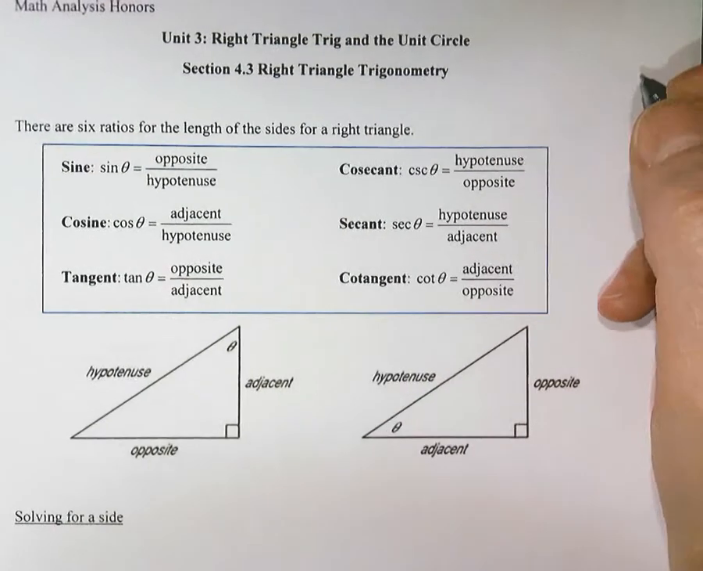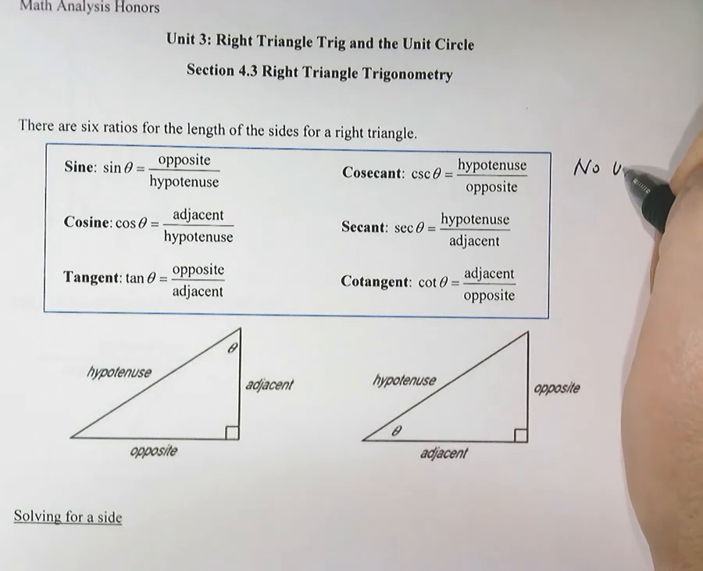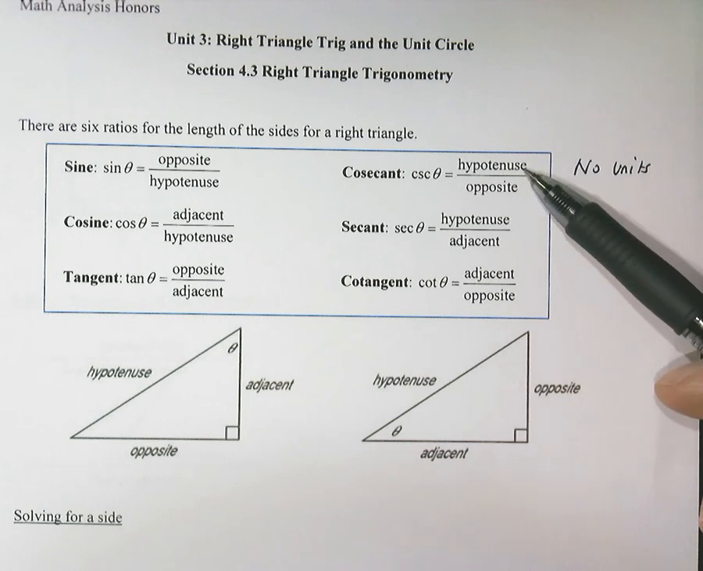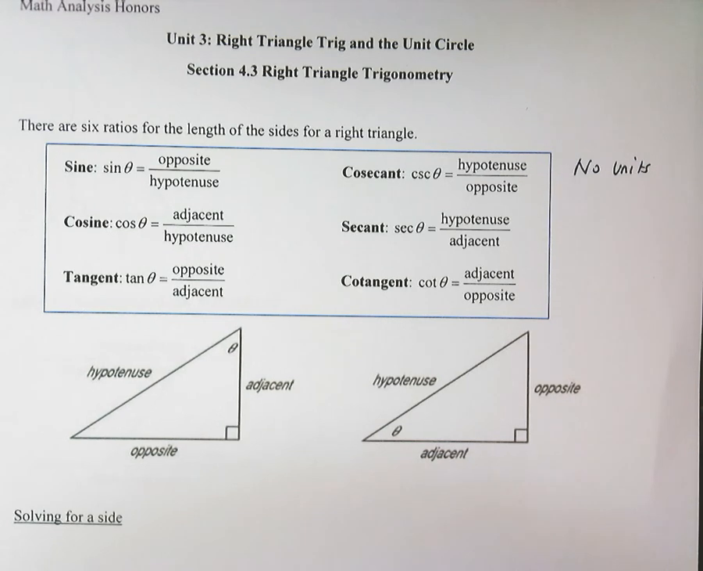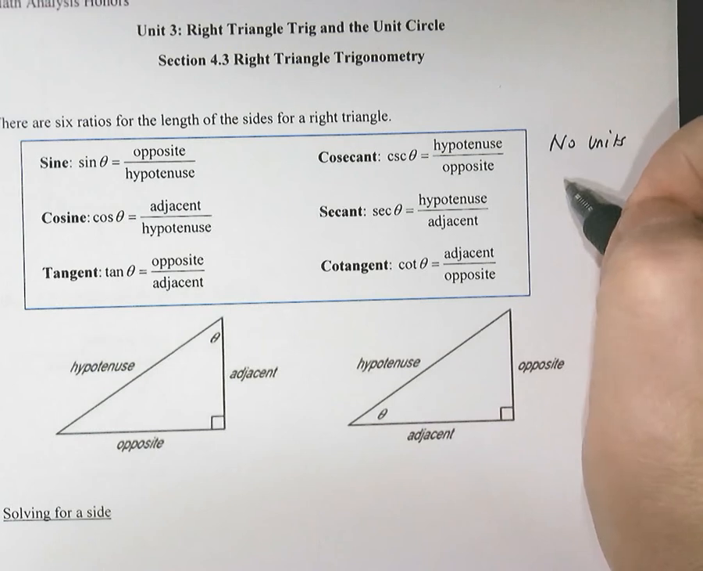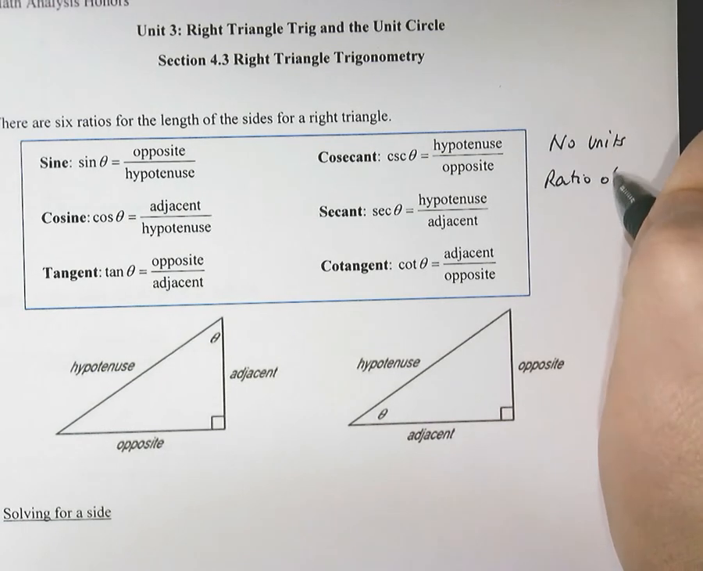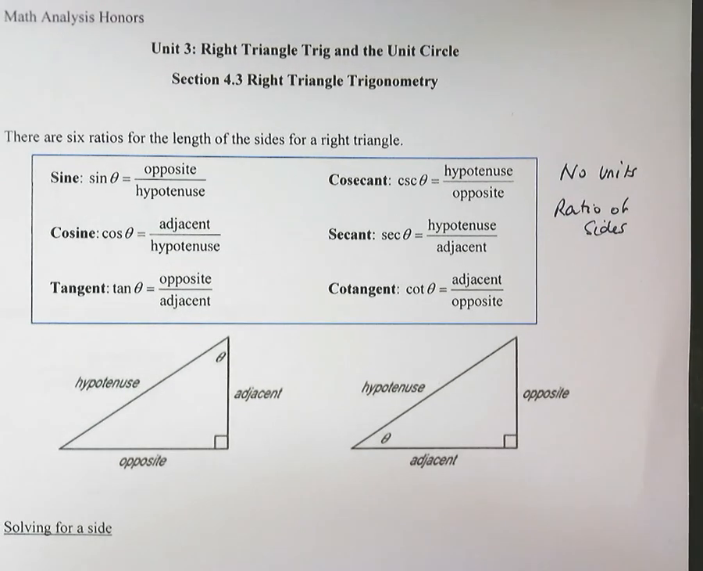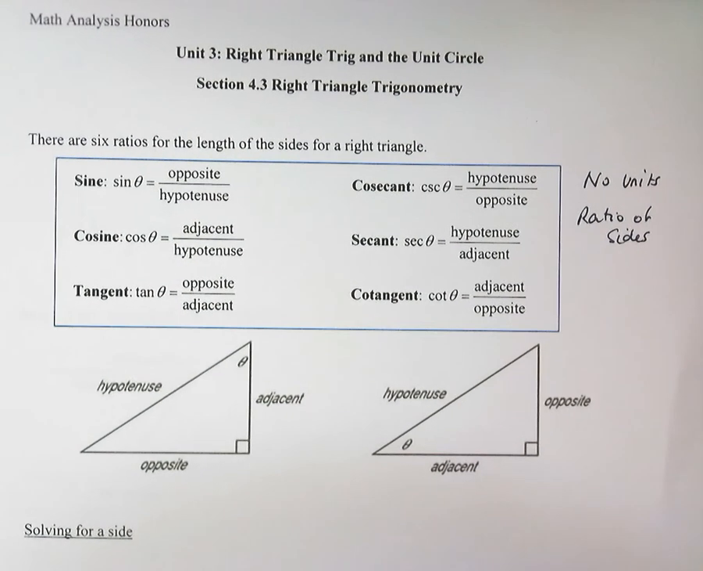There are going to be no units. So you're not going to say cosine of 30 degrees equals 5 feet or something like that. There's no units at all because it's a ratio and your sides are going to have the same units, so the units are going to cancel out. It's a ratio of sides. That's why you'll hear me refer to it as a trigonometric ratio more than anything else, because it truly is a ratio.